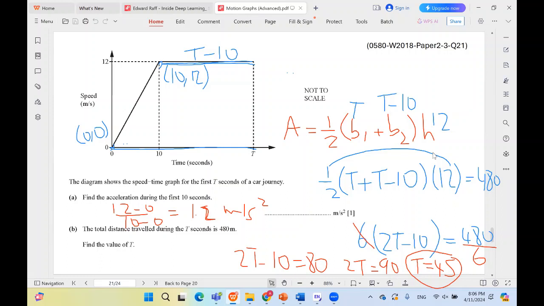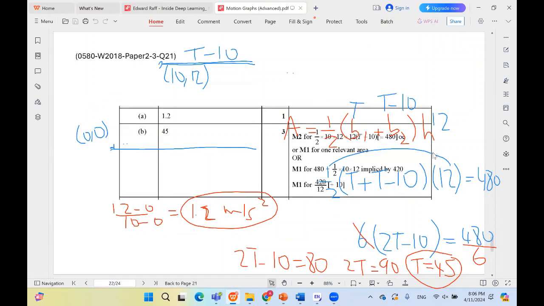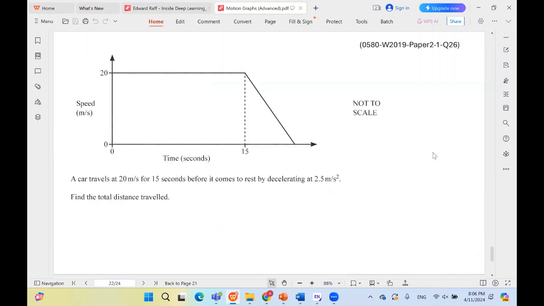So let's just circle the final answer to A as well. The answer to A is 1.2, and the answer to B is 45. These are both correct. So moving on to the final question in this video. The car travels at 20 meters per second for 15 seconds before it comes to rest by decelerating at 2.5 meters per second squared. Find the total distance traveled.